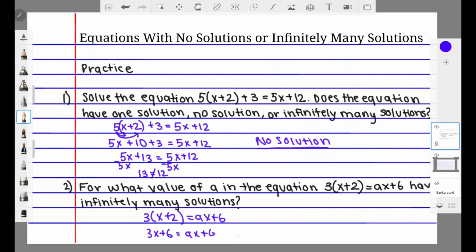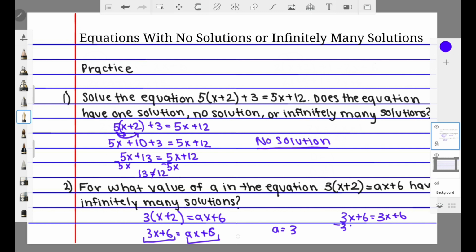Now, if you noticed, in the infinitely many solutions, it's always the same expression. And we can see that the 6 is constant. There's a 6, 3x plus 6, and an ax plus 6. So that should make it a is equal to 3, because if a is 3, then you got 3x plus 6 is equal to 3x plus 6.